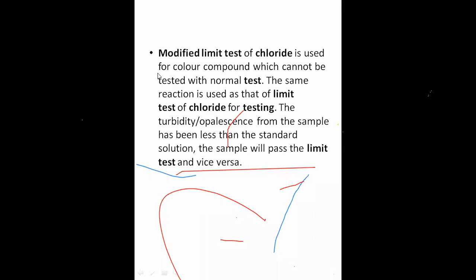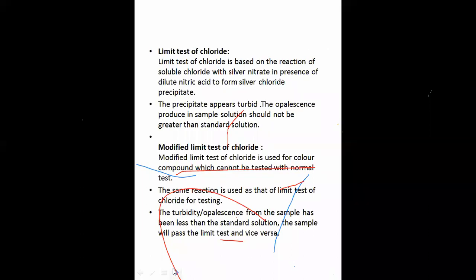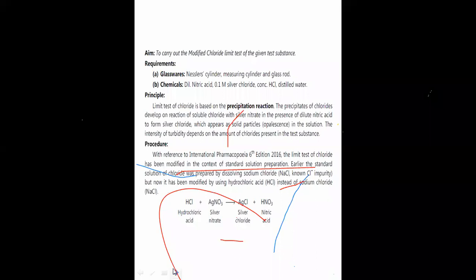Modified limit test of chloride is used for colored compounds which cannot be tested with the normal test. The same reaction is used as in the limit test of chloride for the testing. If the turbidity and opalescence from the sample is less than the standard solution, then our sample passes the limit test of chloride. Now, what type of change have we done in the limit test of chloride ion? The modified limit test of chloride ion, what is the principle?